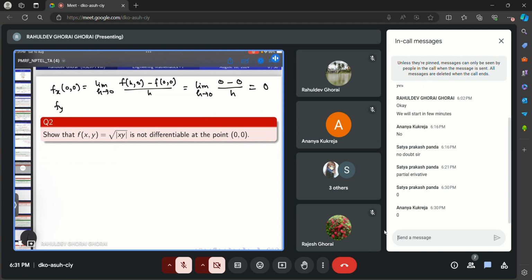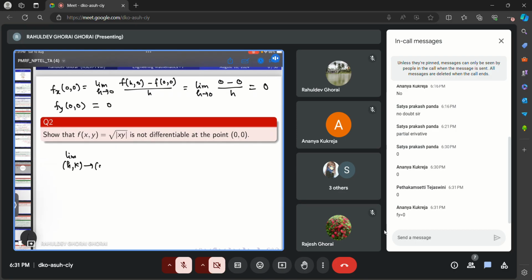Similarly, I think you understand that f_y at (0, 0) will also be 0. Good. So we have f_x and f_y at (0, 0). Now we can proceed to our main ratio.